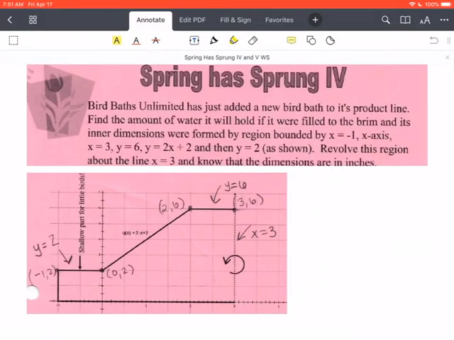Okay, I hope that you have taken some time to look through this problem. And so now I'm going to go over it and we can see how our answers compare.